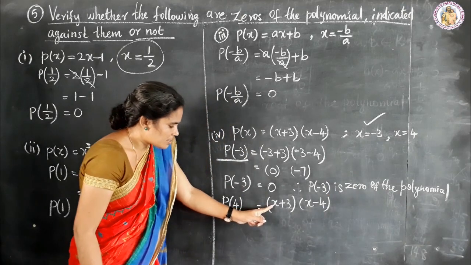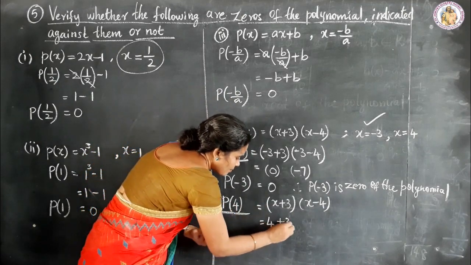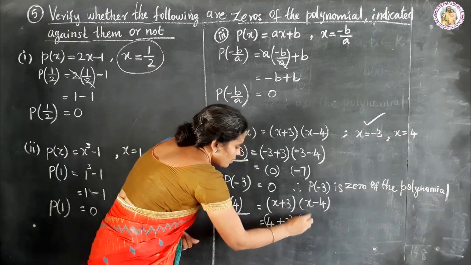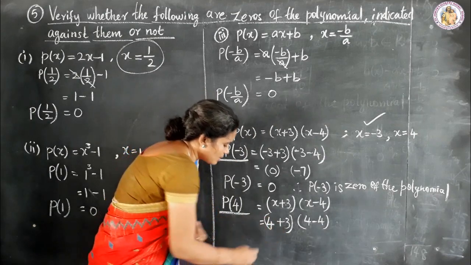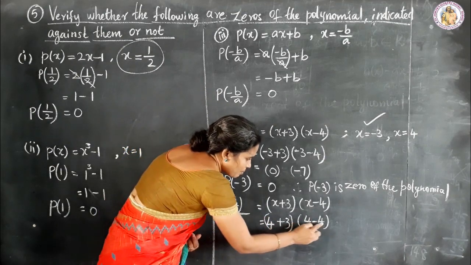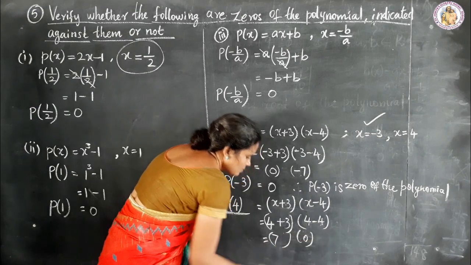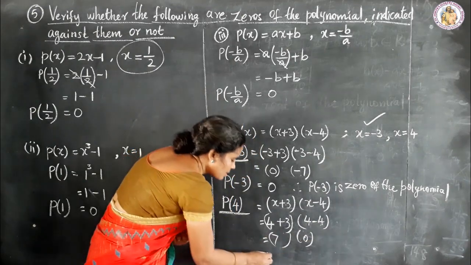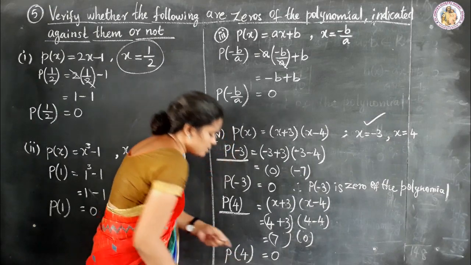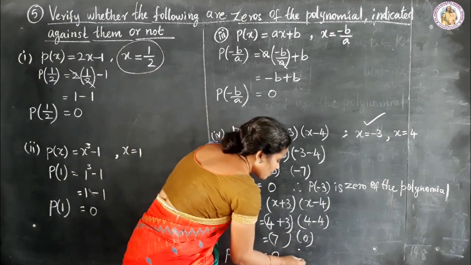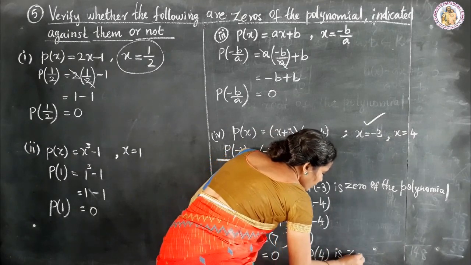So in the place of x, apply 4. So 4 plus 3, 4 minus 4. Okay, 4 plus 3 is 7, 4 minus 4 is 0. So 7 into 0 is 0. So p of 4 is equal to 0. Therefore, p of 4 is a zero of the polynomial.